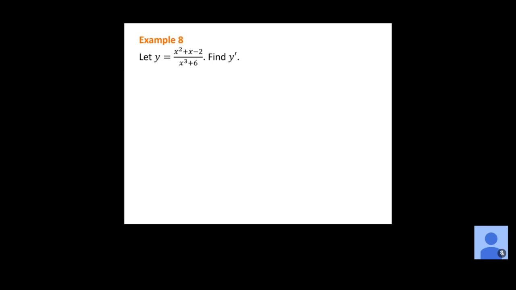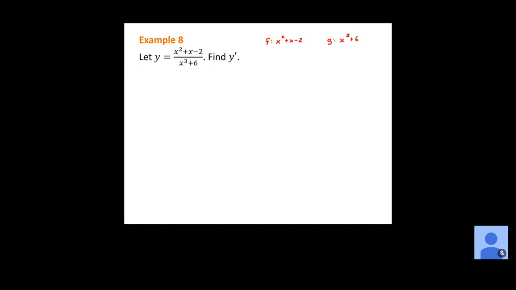Okay, good. We need to identify the f and the g so that we can actually use our formula. So what are we going to let f be equal to this time? The numerator. Good. So it's x squared plus x minus 2. Okay, so f is always your numerator. G then has to be the denominator, so that's going to be x cubed plus 6.